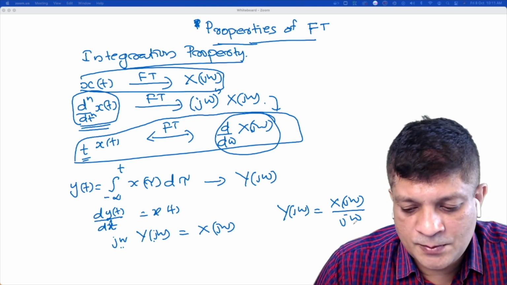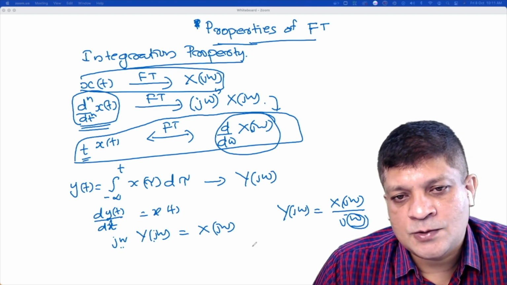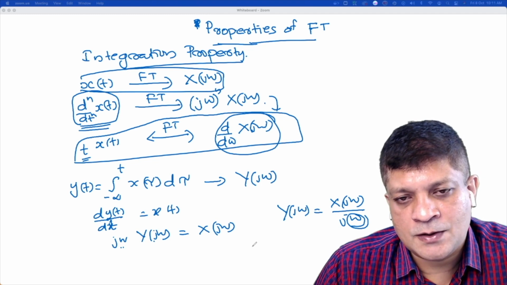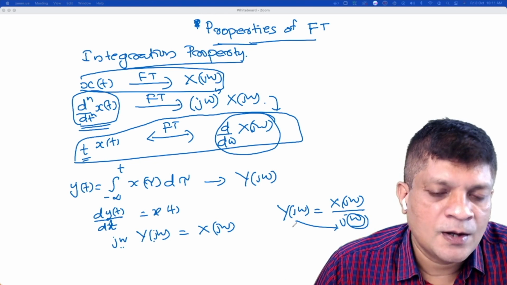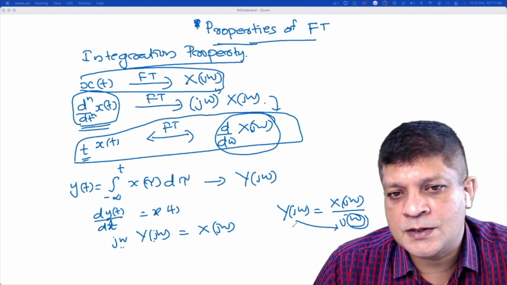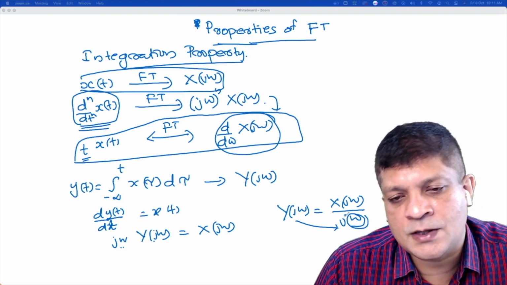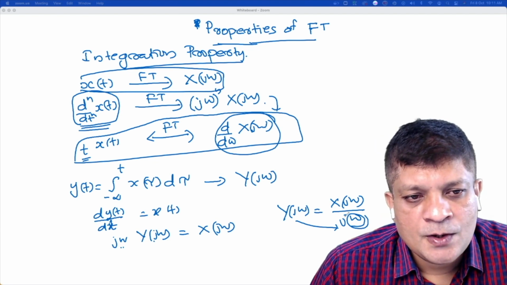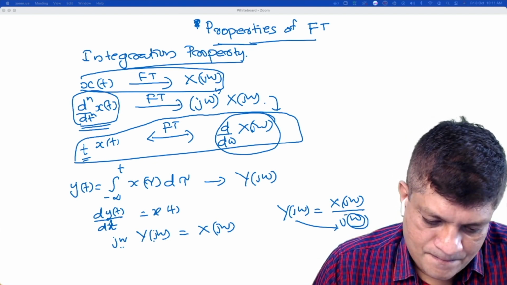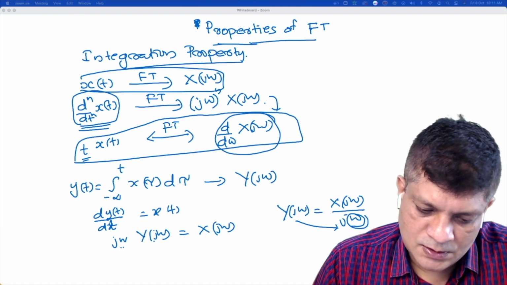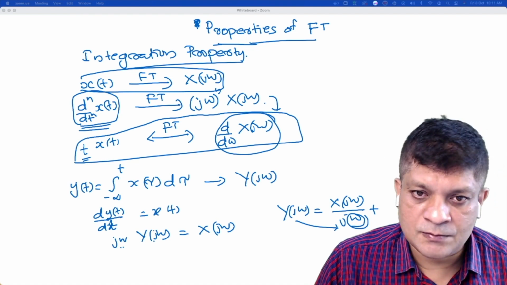There is some issue at omega equals 0, isn't it? Other than omega equal to 0, this is perfect. But at omega equals 0 there is some issue. We cannot recover that value by dividing by jω. So it is not straightforward. Let us first derive that property. There is some additional term, and we are going to derive that.